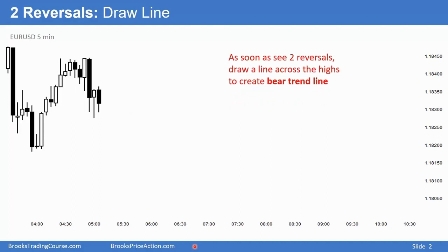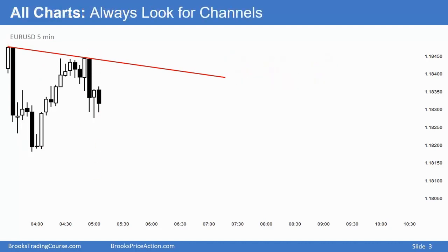So for example, let's take a look at the bear possibility here. We reverse down, so I'll start by drawing a line connecting this high and that high for a possible bear trend. I could also draw the bull trend line, and I might later on, you'll see. Right now I'm using this to draw a possible bear channel. Again, 2 reversals, I can draw a line, and I begin to look for a possible bear trend. In this case, big swings up and down, possible broad bear channel.